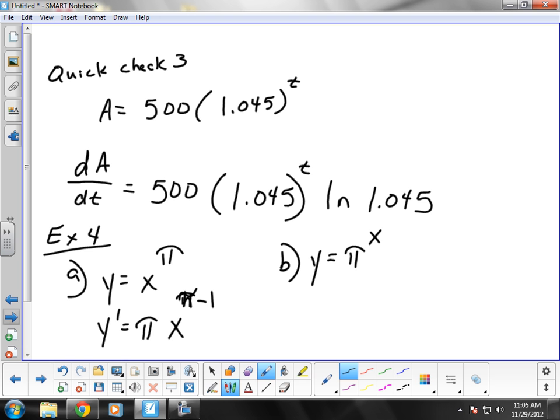Now we have to use the exponential rule because this is a number raised to a variable. So the first derivative of this is what? Pi to the x, right? And then I have to take the ln of pi. Take the ln of the number part. Good? That's all there is to it.